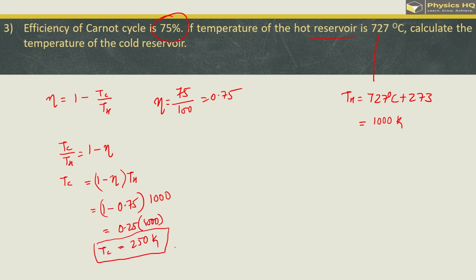You can convert this into Celsius as well. Answer in Celsius will be 250 minus 273. That will be minus 23 degree Celsius. Hope you all understood this. Let us check out the next sum.